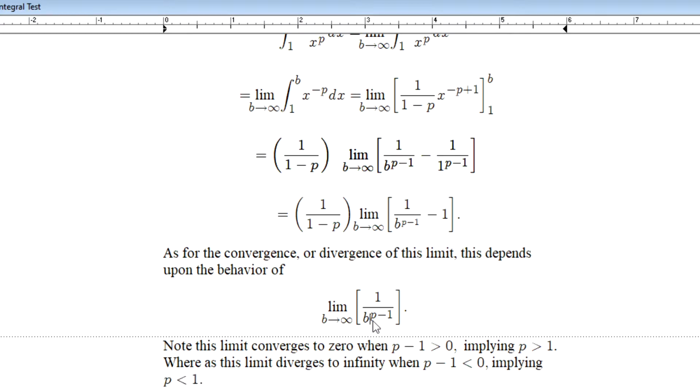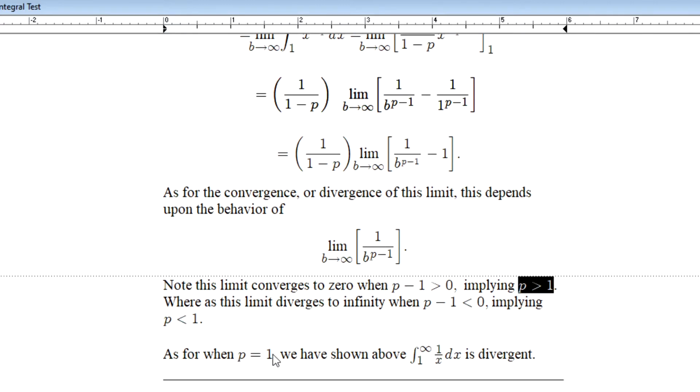Depending on how p behaves here will determine whether this limit converges or diverges, whether it approaches a real number value or whether it goes off to infinity. It'll go off to infinity when p is less than 1, and it'll converge to 0 when p is greater than 1. As for what it does when p equals 1, we've actually shown that that is the case for divergence. Again, when p equals 1, that is the divergent harmonic series, which was in our first example in this set of notes.